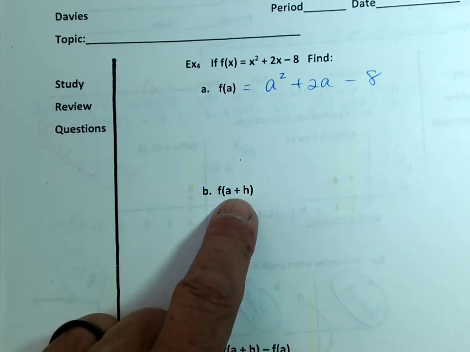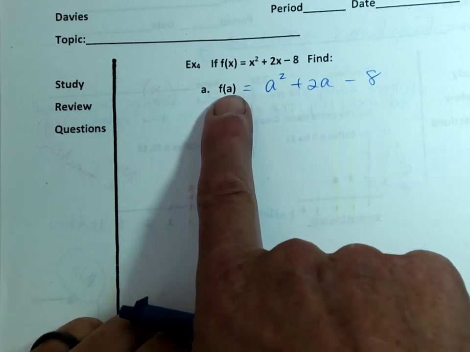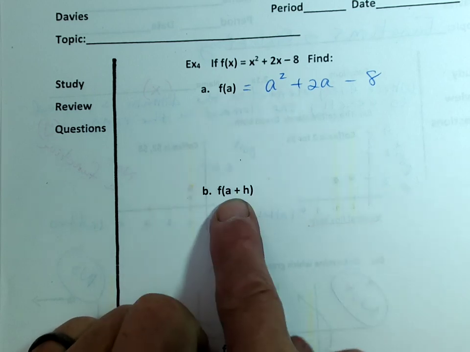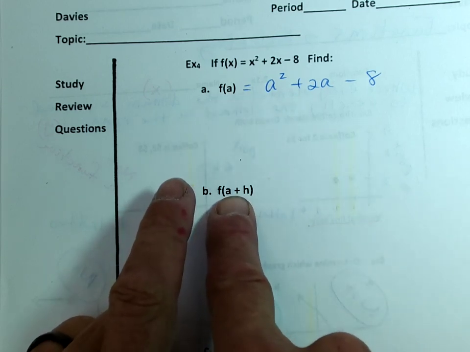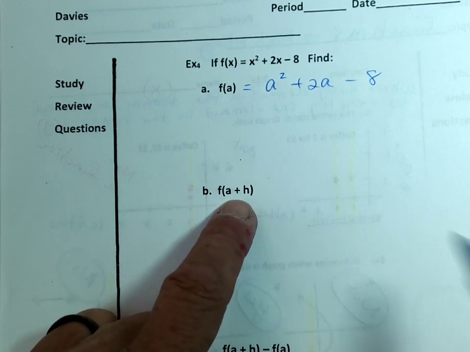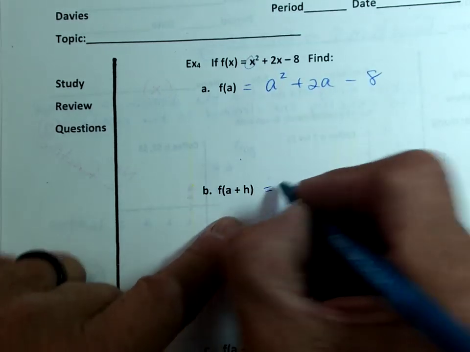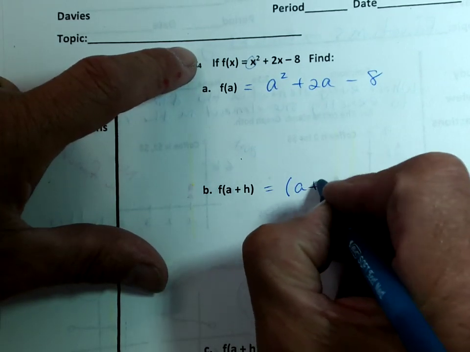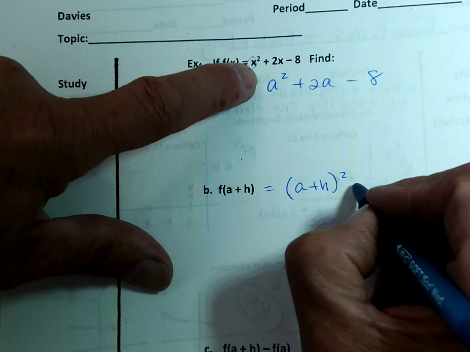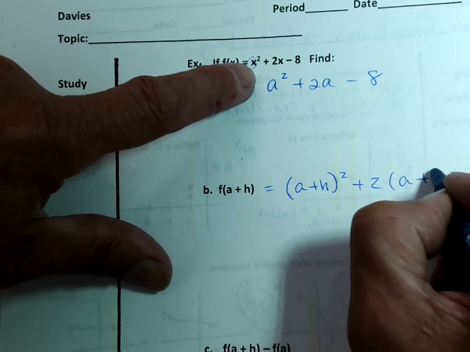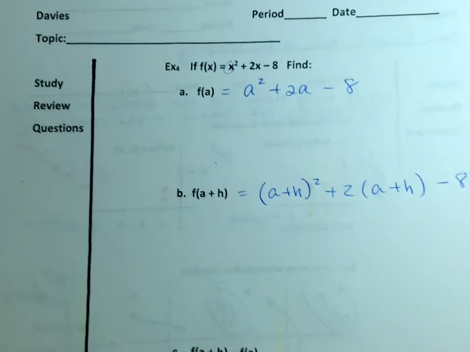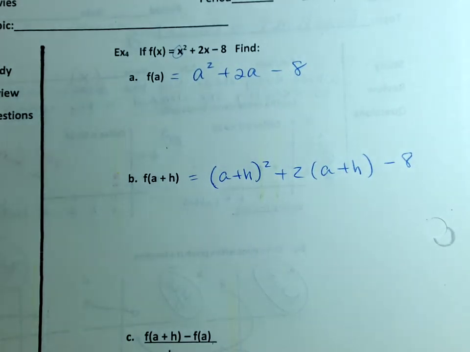What does this mean? F of a plus h. Distributing property. Well, what do we do here? We plugged in a. So let's plug in a plus h. Let's just plug it in. Where do we plug it into? Into the x, right? So we're going to have parentheses a plus h squared plus 2 times an a plus h minus 8. All I did was put a plus h into x and into x. You okay with that? Okay.